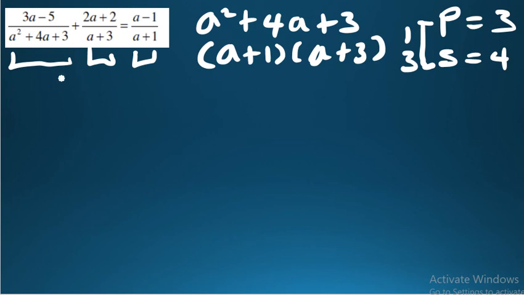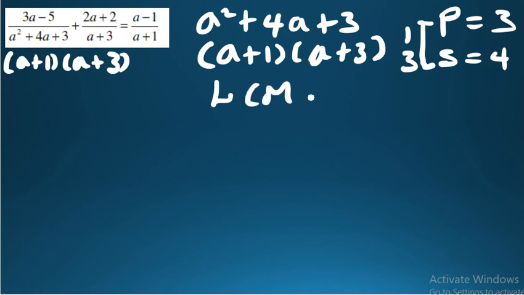So the first quadratic will be factorized and written in this form. Okay, let's write it under it. This is going to be a plus 1 and a plus 2. A plus 3. Now, what is the LCM?